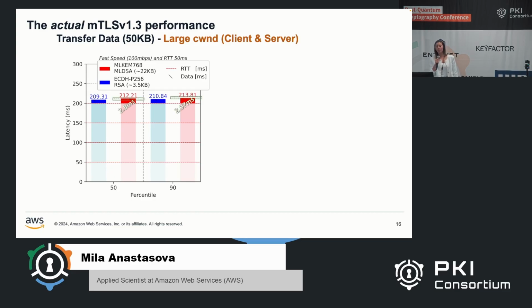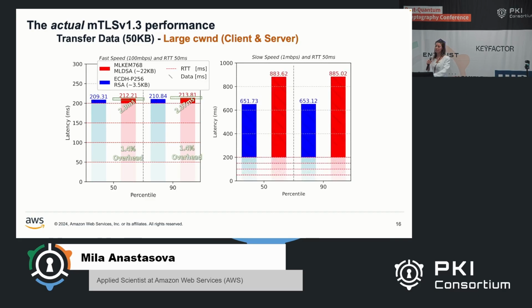However, we can see that the latency overhead introduced by post-quantum mTLS remains relatively small, around 3 milliseconds, which represents around 1.4% latency overhead. The same scenario at lower network speed is presented on the right side of the graph, where we can see that post-quantum mTLS is going to introduce around 230 milliseconds of overhead, which corresponds to around 35% of performance drop.